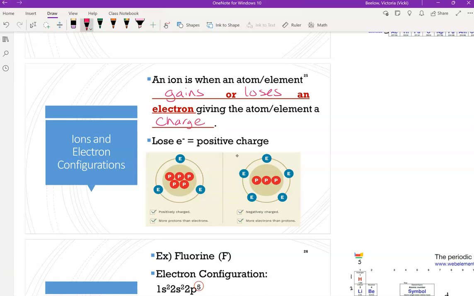So remember, electrons have a negative charge. If you lose electrons, you would become more positive, so you would have a positive charge. If you gain electrons, you're gaining negativity, so you would have a negative charge.